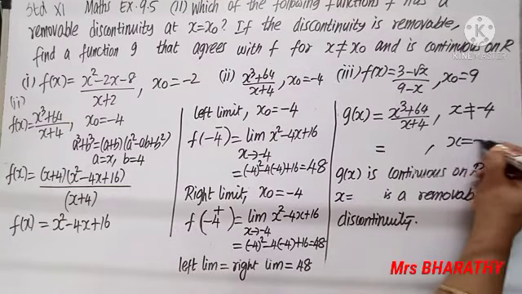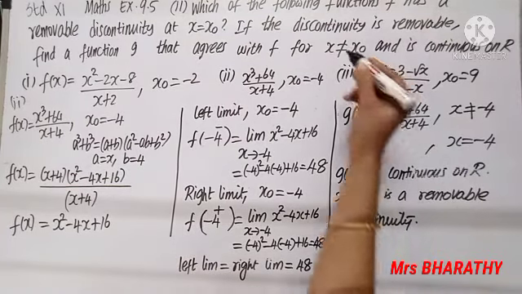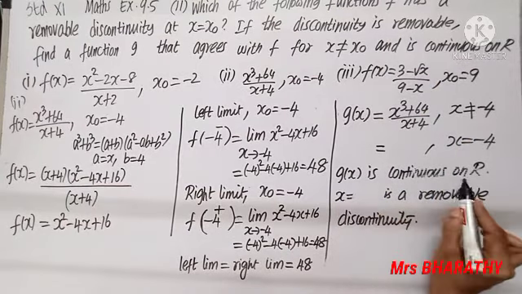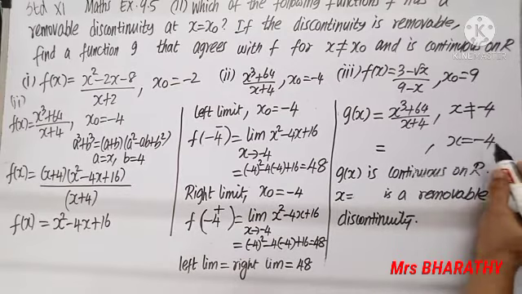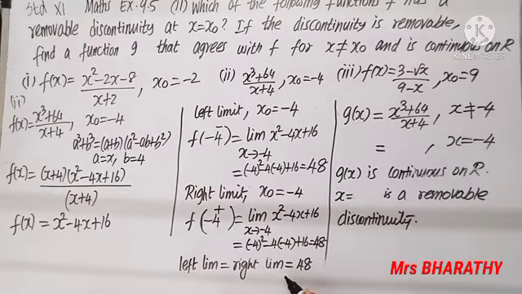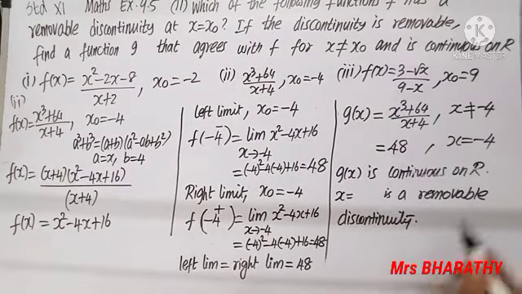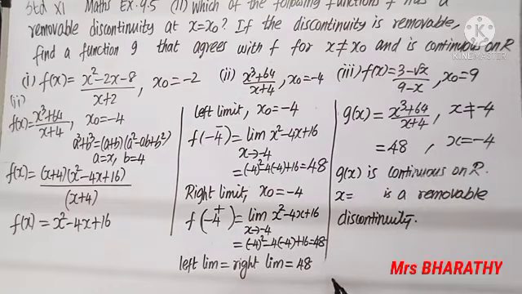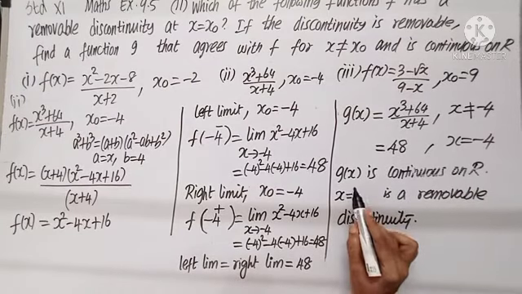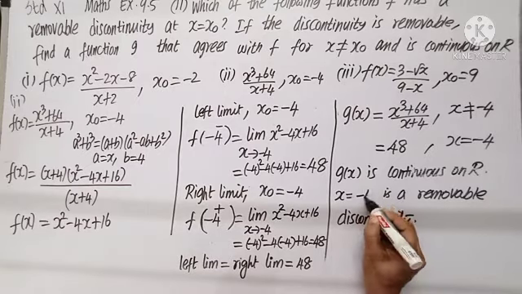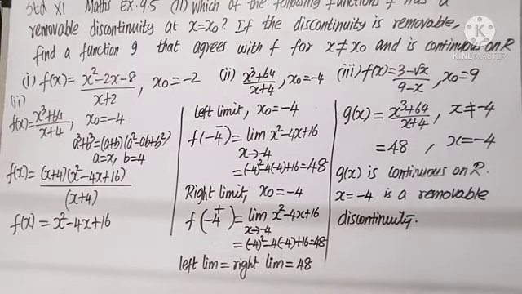When x is equal to minus 4, given the function is continuous on R, g of x can be continuous if the function value and limit value are equal. So what is the limit value we get? 48. This answer I define for g of x when x is equal to minus 4, and we can declare g of x is continuous on R and x is equal to minus 4 is a removable discontinuity.